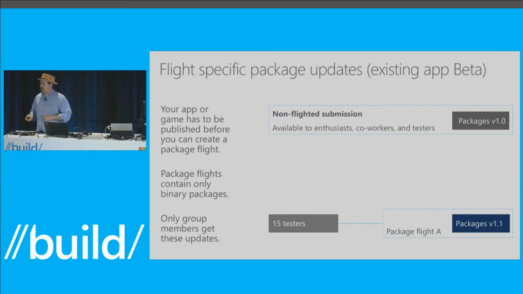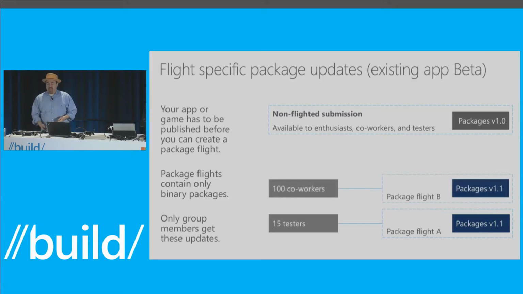I'll put today's build, the 1.1, in the package flight, and I will make that package flight available to a group of 15 of my testers. They will get that update. When they tell me that 1.1 is pretty good quality, let's increase the audience. I will create another package flight with 100 of my coworkers. They depend on the app. I want to make sure that I've met that quality bar before I send it to them.